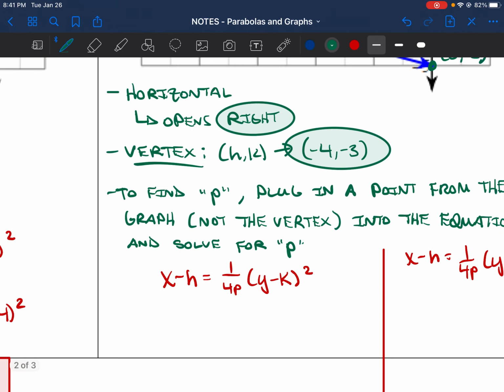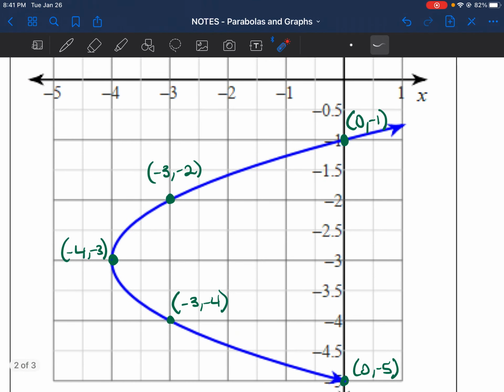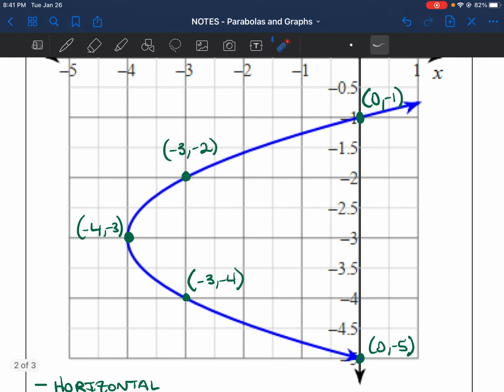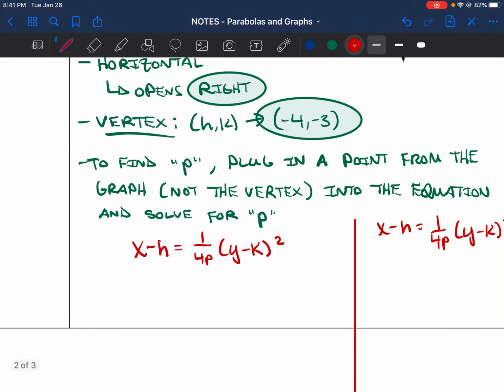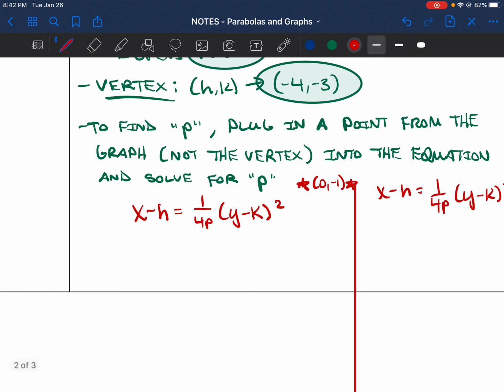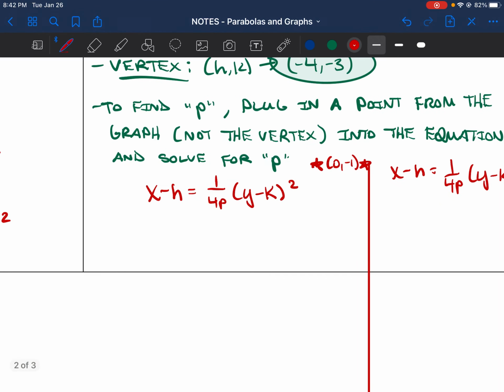So let's use any point, and me personally, I'm a big fan of using the easiest point that's available, and of the points that are available, 0, -1 is the easiest because 0 is very easy to use in calculations. So I'm going to be using the point 0, -1. Okay, so let's plug in and see what ends up happening here.